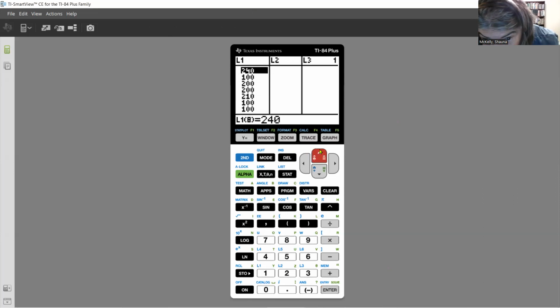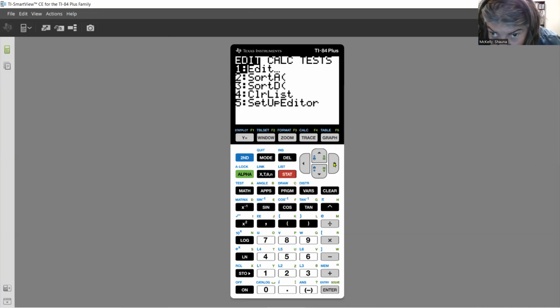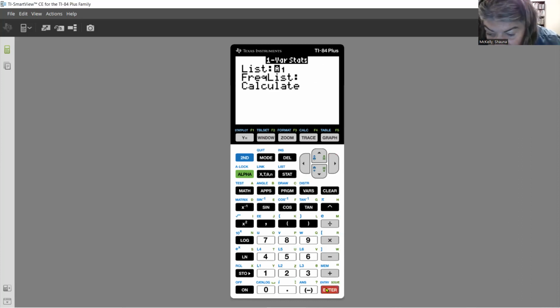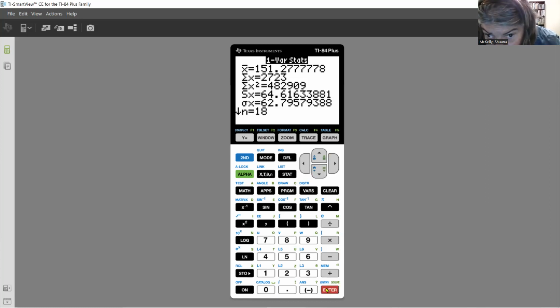There they are. Okay, there's my data. I'm going to now go to stat, calc, one variable statistics. That's how we do it. Your list is in L1. There's only one list for this. And there are my numbers.